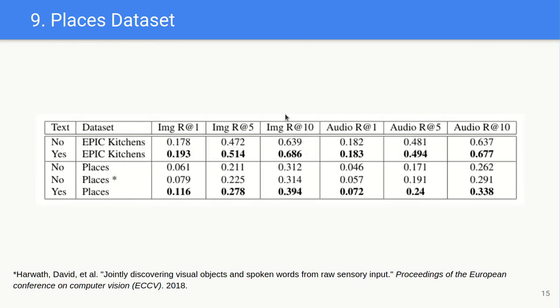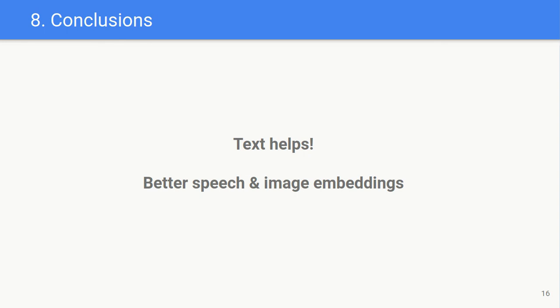And we also improve the performance with respect to the baseline published and our replication of the same experiment. The conclusion is that text can help build more robust speech and image representations and improve the performance of speech and image retrieval, even if text is not present during this task.